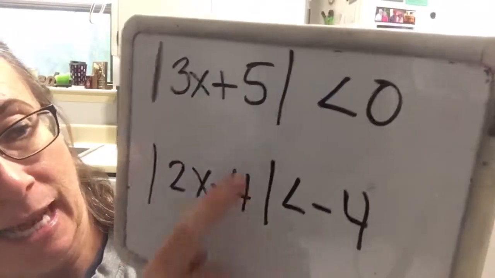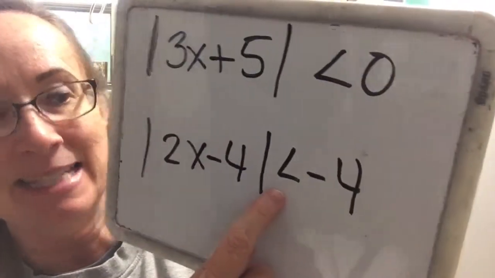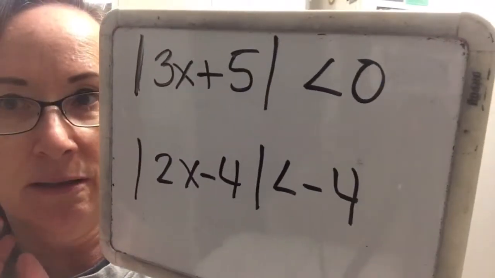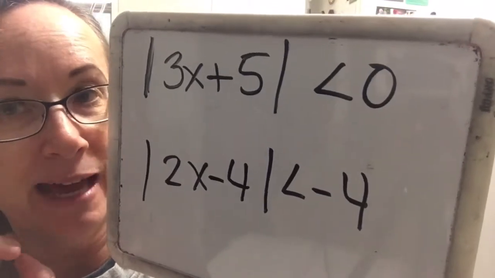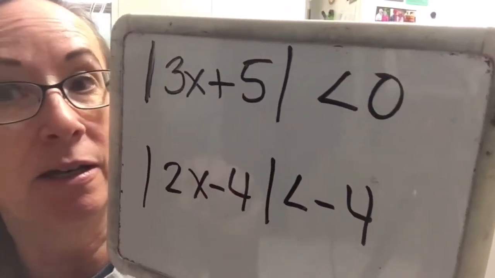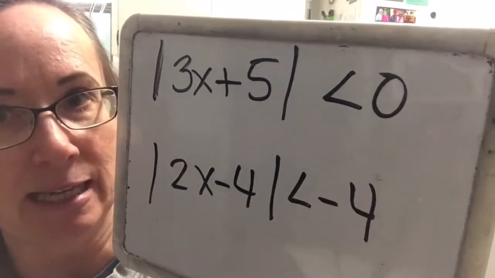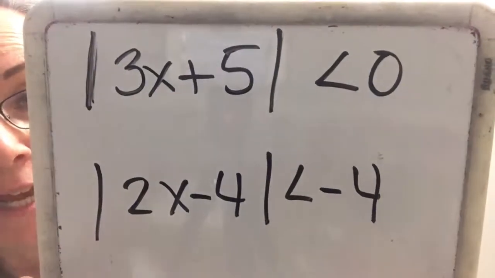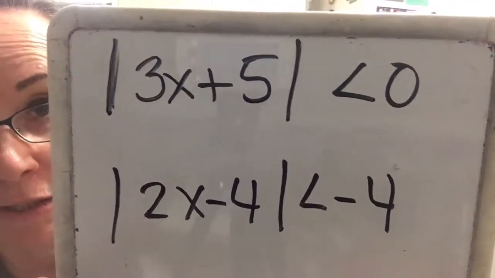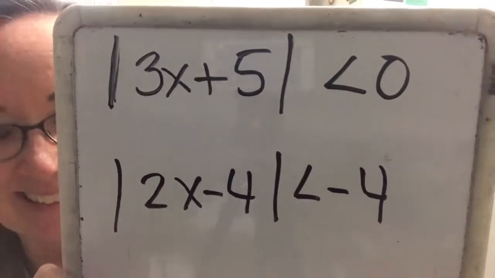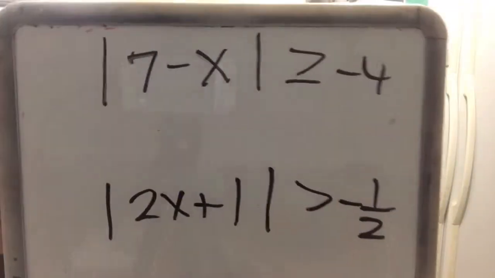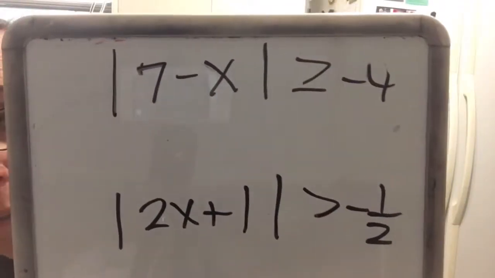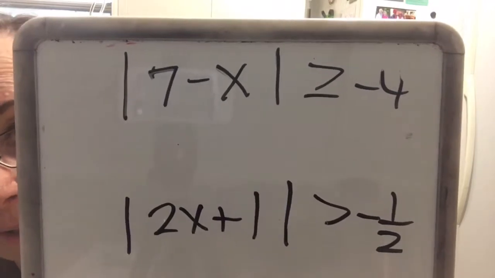Then this one has an absolute value that is less than a -4. Well, absolute values have to be positive, and nothing that's positive is less than -4. Therefore, that one has no solution either. So this is an example of 2 no solution problems. All right, and these are 2 examples of problems that have all real number solutions.